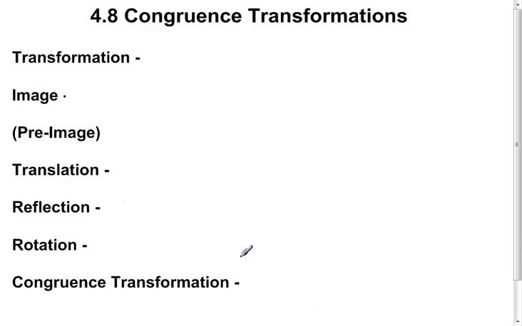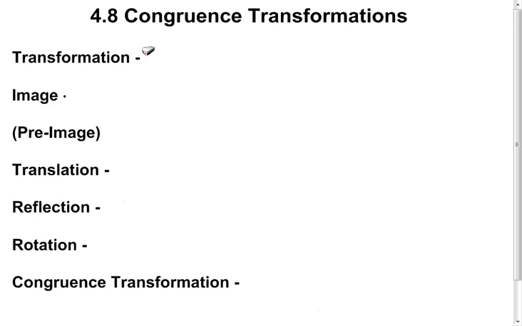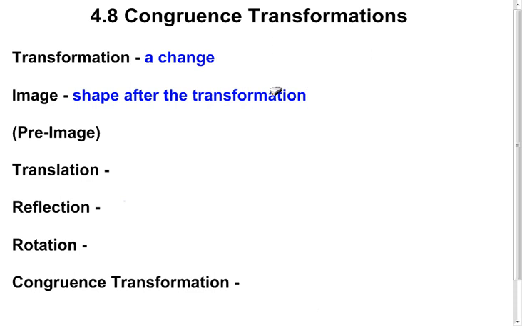Alright, so we have a few definitions here. A transformation, in the same respect that we're going to be using, we're just going to think of it as a change. In geometry, we're going to talk about a change relating to shapes. The shape before you change it is called the pre-image, and the shape after you change it is called the image.